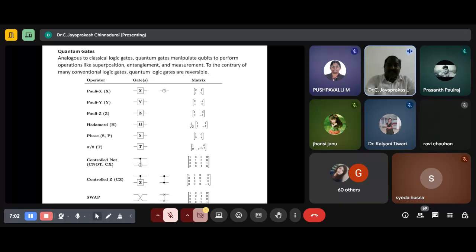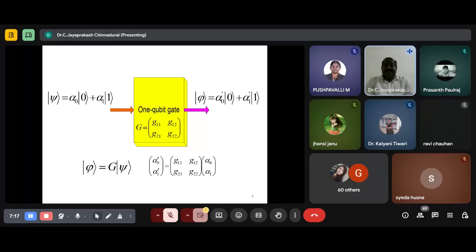Next. So these all are the gates we have. Actually, we have already mostly talked about the classical logic gates. Same like that, we have quantum gates. So, an example of quantum gates: if you give input, ket psi equal to alpha 0 ket 0 plus alpha 1 ket 1. So this is the input we are giving. So we have two states in that input, that is 0 and 1.